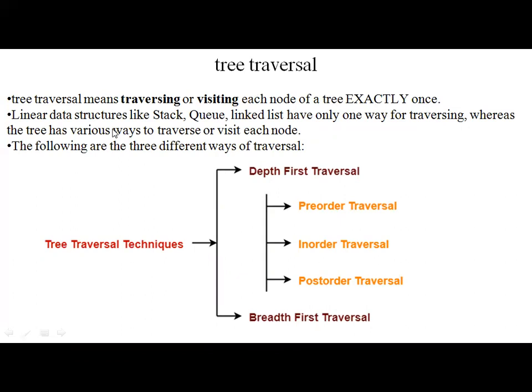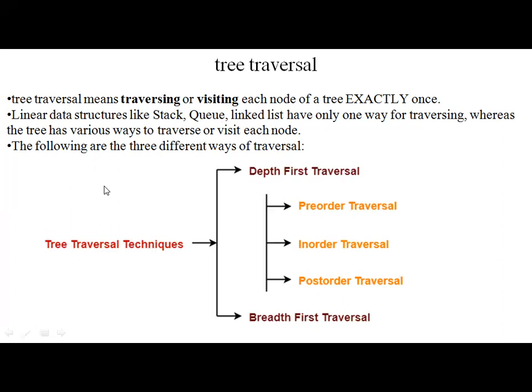Okay, so we have some linear data structures like stacks, queues, and linked lists. In such linear data structures, we can traverse only in one way. Whereas in a tree, there are various ways to traverse or visit each node. There are different techniques to traverse. So what are the different ways of traversing a tree?